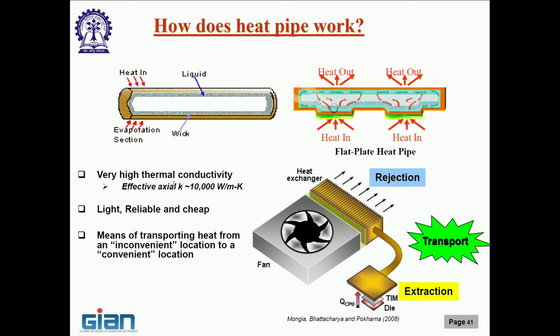So what is the final effect? There is a lot of very good physics inside what is happening, but effectively my goal was to conduct the heat from the site of extraction to the site of rejection. How good is the heat pipe in accomplishing that function? Effective axial thermal conductivity can be 10,000, while copper is 400. When we come to very thin heat pipes, it is probably a couple of thousands, but still way higher than copper. Very light, very reliable, very cheap today.